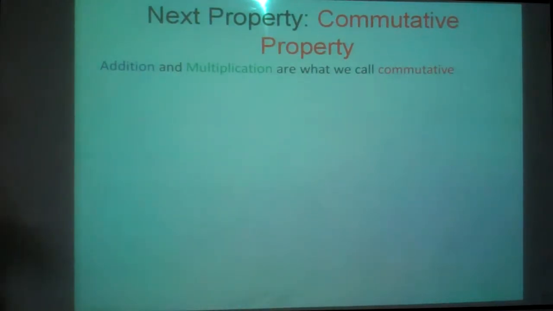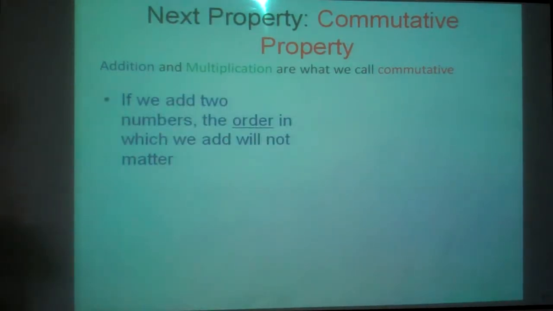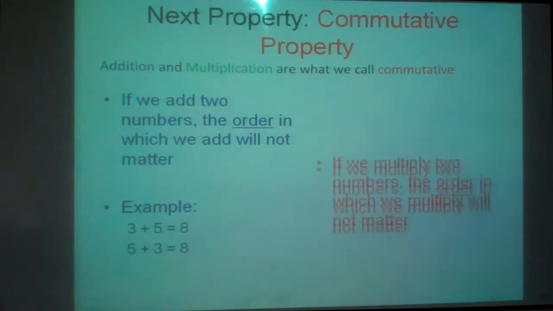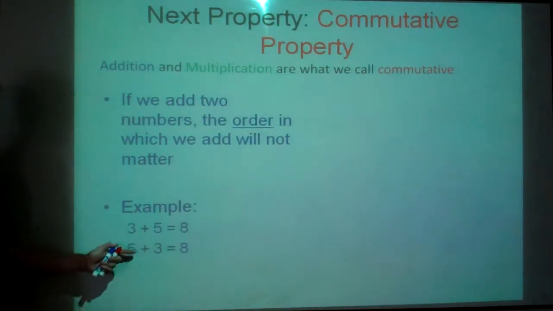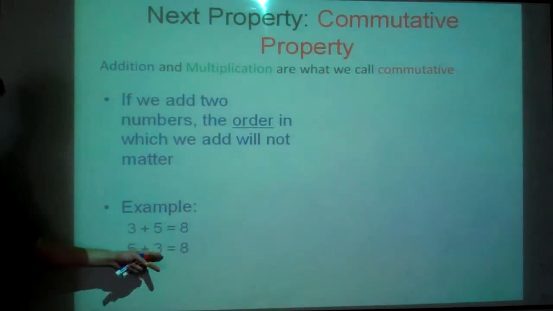And we would say that addition and multiplication are what we call commutative. Basically what this means is, if we add two numbers, the order in which we add will not matter. It could be more than two numbers, a bunch of numbers. It doesn't matter which order we add them in, we should get the same answer. So for instance, 3 plus 5 is 8, but if we switch around the addends, we get 5 plus 3 and we still get 8.